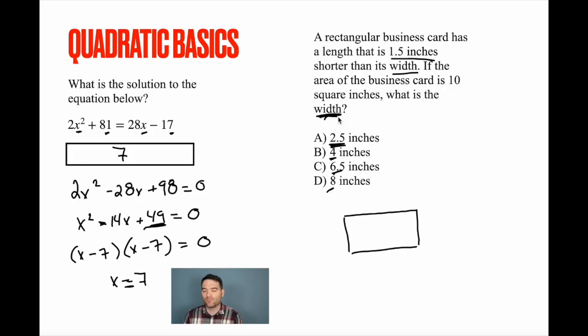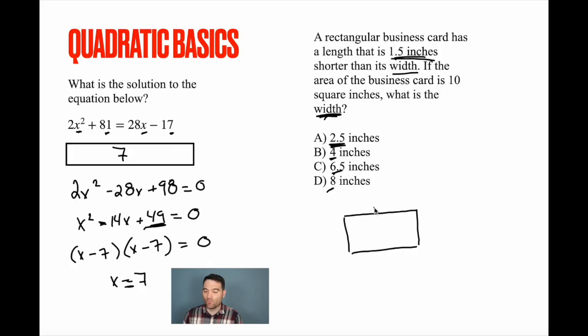Okay, well, if the width's 1.5 inches, then the length is 1.5 inches shorter than that, so that would be 1. That would be an area of 1 times 1.5, not 10, right? So that one doesn't work. And I would just go down the list. Honestly, I think that's probably the quickest way to solve this without a calculator. But let's set this up as a quadratic since we're going down this path.